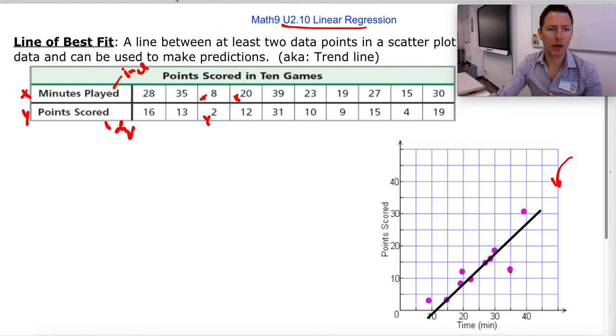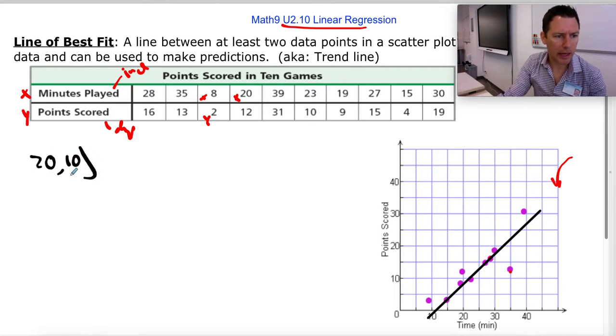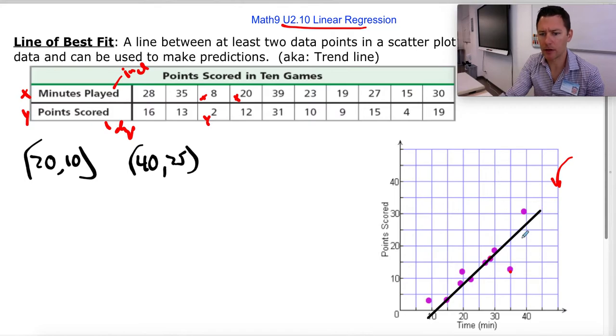Okay, so here we go. We were going to use the points 20, 10 and 40, 25. Now, they should be in here, right? 40, 25 is close, right? I mean, you should use one of these points, but just for simplicity's sake, let's use these because I think it'll be easier for us. We want to use y equals mx plus c.